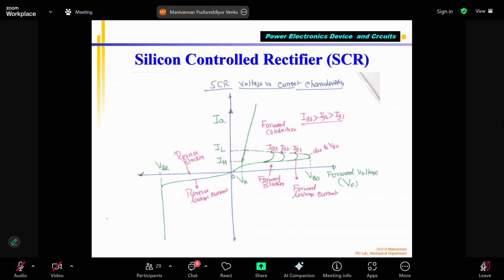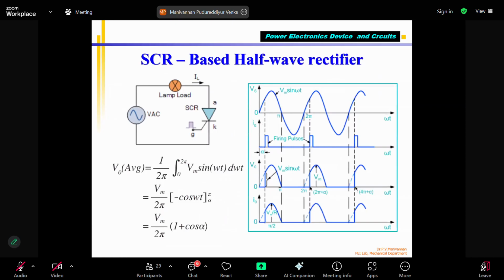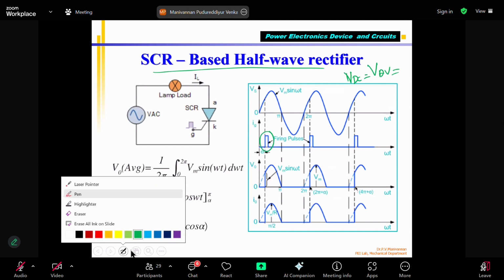Okay. Then how to use my SCR as a half-wave rectifier? That's what we are talking about here. Already we saw half-wave rectifier using a diode, one diode. Here for conducting, the only thing is I can control the conduction angle. So the average voltage or VDC from the SCR based half-wave rectifier can be controlled by varying what you call the firing angle.